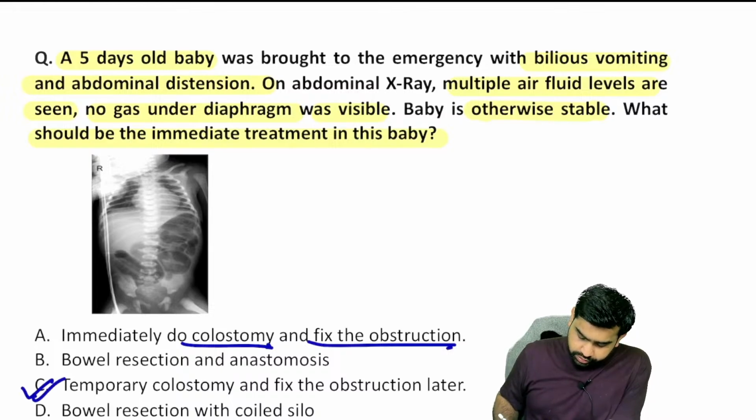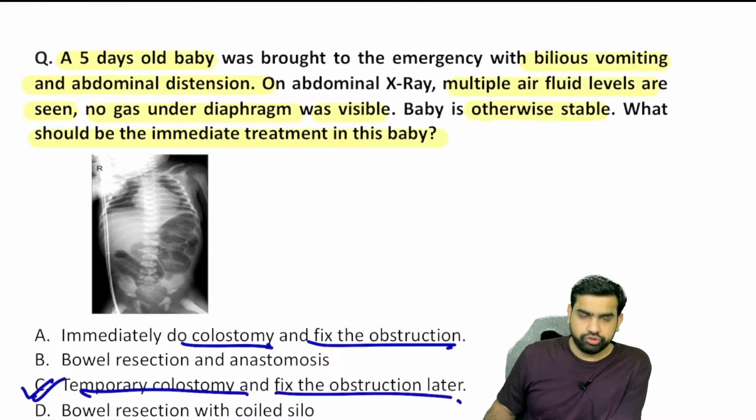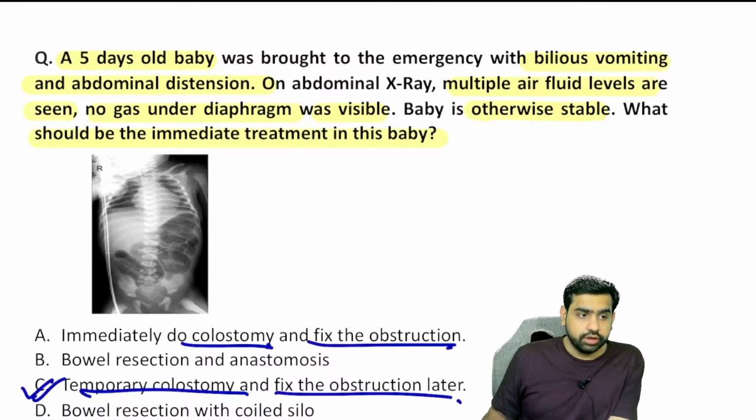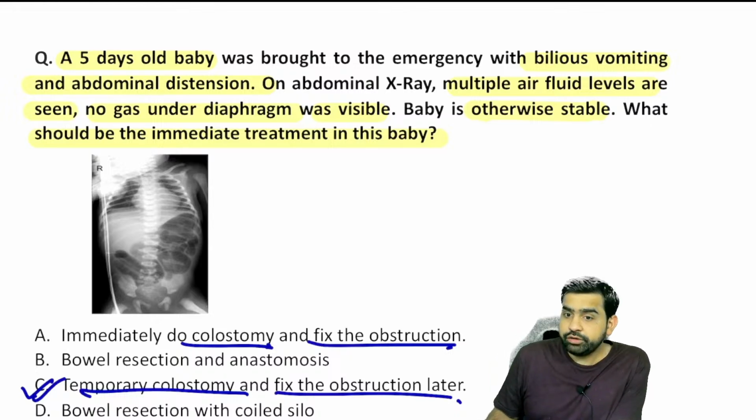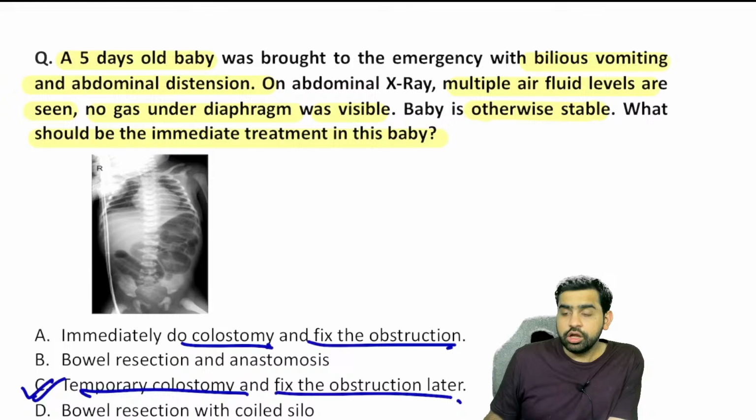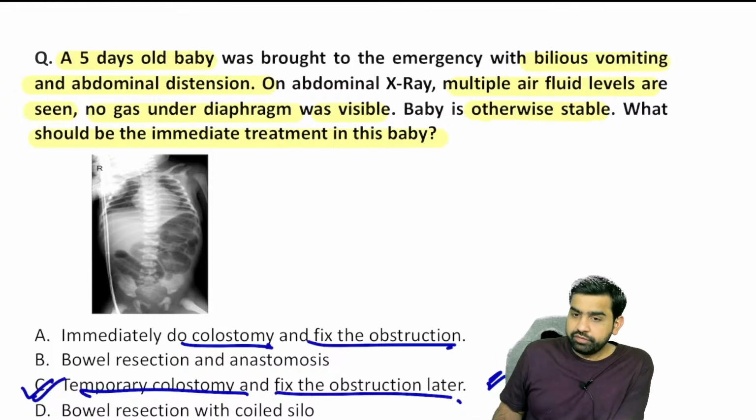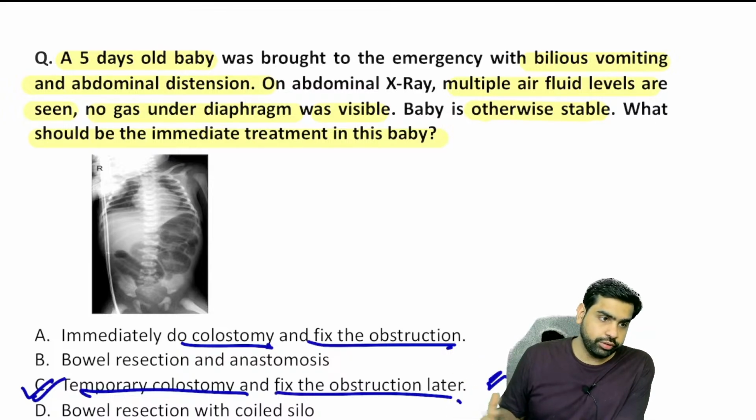The answer over here is a temporary colostomy and fix the obstruction later. The answer over here is C, guys. This is a repeat question from your FMG, so please do remember this. This is a temporary colostomy with the fixing of the obstruction later on. Why is this? It's not a triple bubble or anything like that.